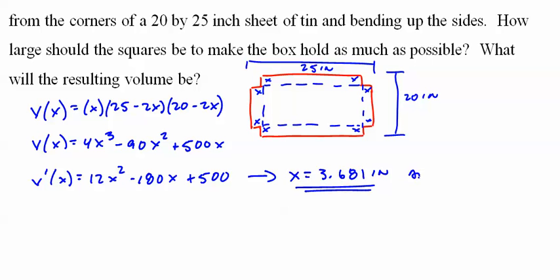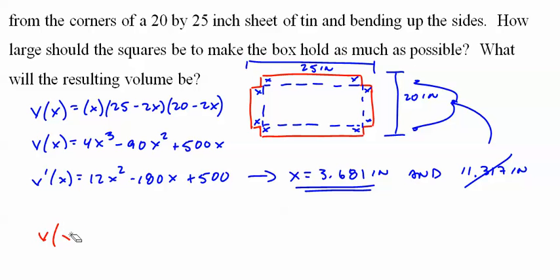and 11.317, which we cross out. If you think about it, there's two x's, one here and one here, you definitely can't fit 11.317 in there. Then we plug it back in to find the volume, 3.681. We say the total volume is about 820.528.